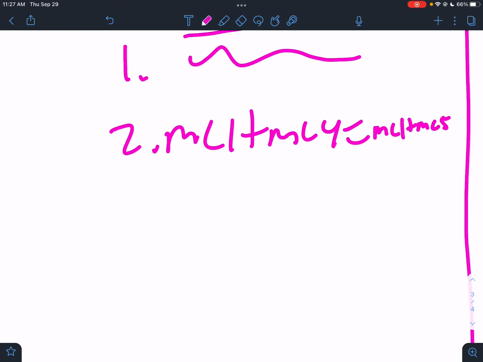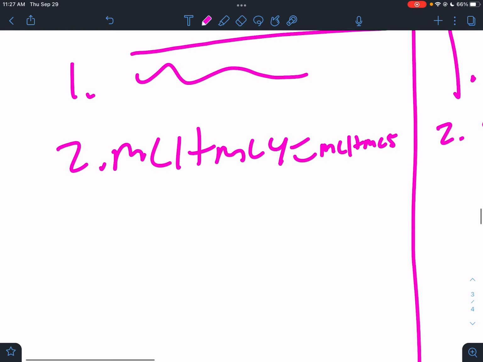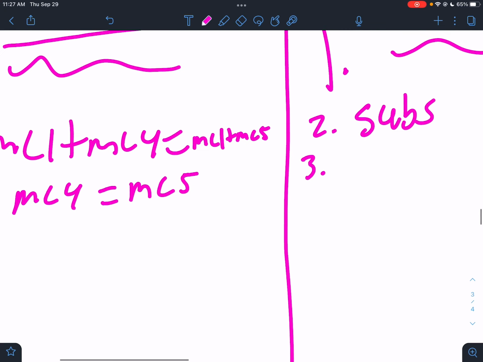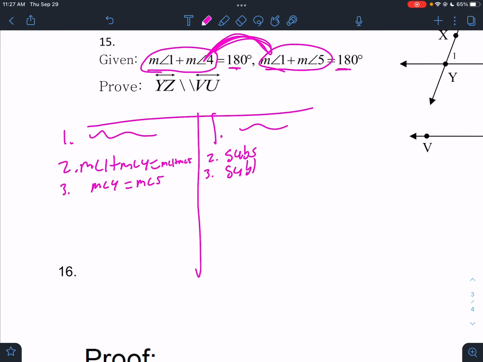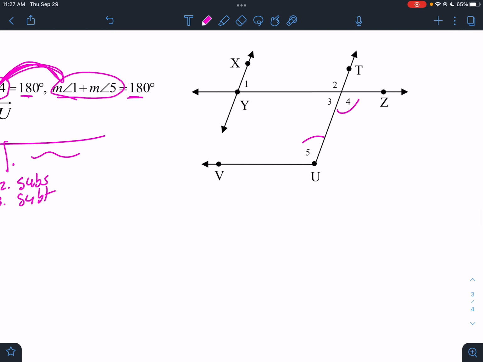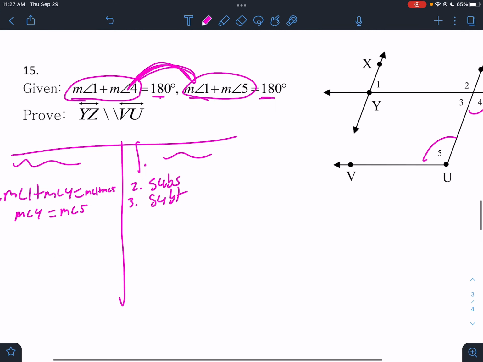Sorry, there we go. So what happens when we subtract angle 1? We get angle 4 and we get angle 5. That's a subtraction. So now we know 4 and 5 are equal. So let's go look in the picture. Here's 4 and here's 5. We just said they're equal. We didn't even look at the picture till just now, by the way.